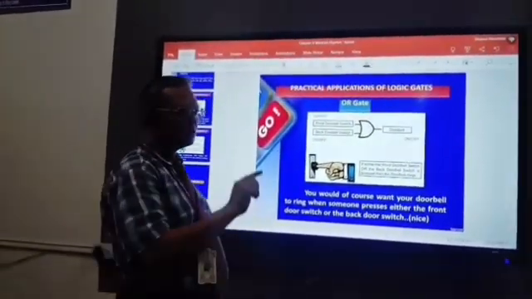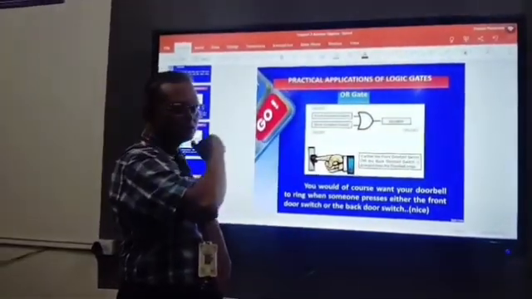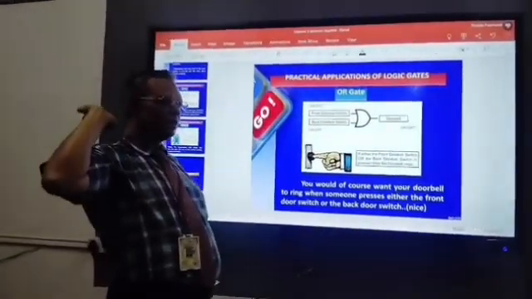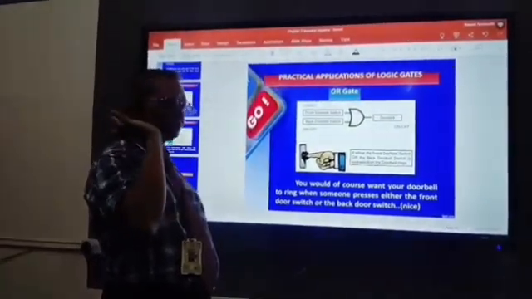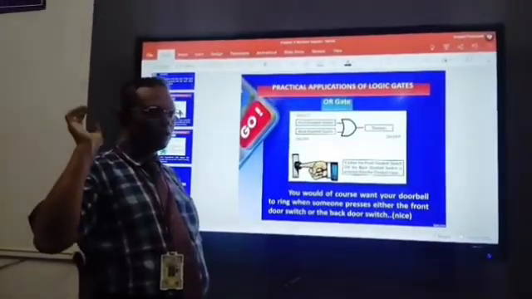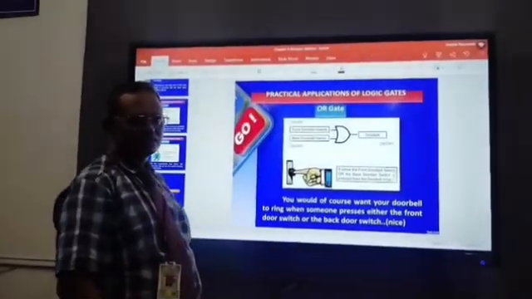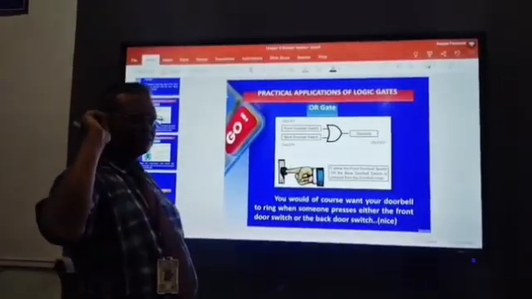If the front door switch is pressed, you consider that as 1. Then the back door switch is off, that is 0. Otherwise, in another case, if the back door is pressed, that is considered as 1, and if the front door is closed, not pressed, you can consider that 0. So in either case, if one is pressed, that is 1 0, or 0 1.